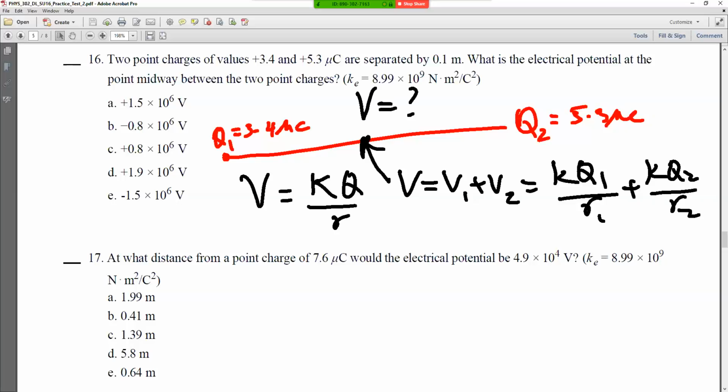Does that make sense? So electric potential is a scalar. If Q2 was negative, then V2 will be a negative number. So you'll be adding a positive number to a negative number, and then the answer will give you the potential. And in this case, the correct answer is plus 1.5 times 10 to the 6 volts. Okay.